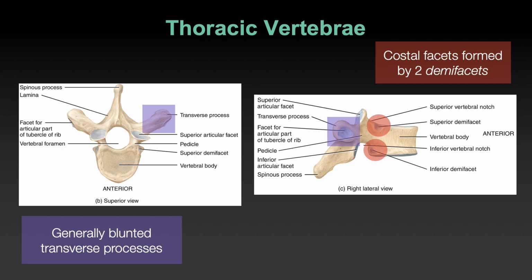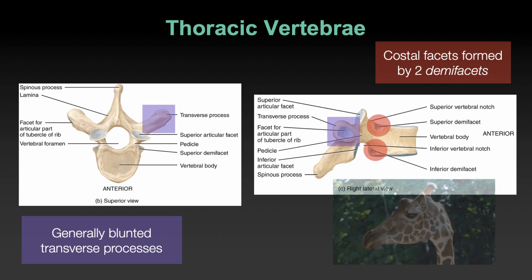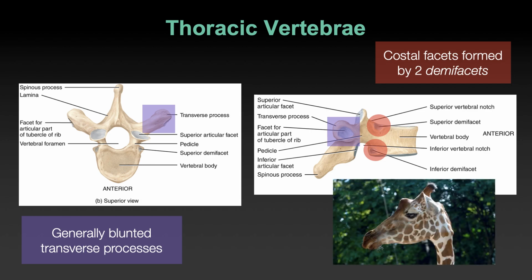Once I tell you, you can't go back. It's so obvious. If you don't think that this looks like a giraffe, you're crazy. Thoracic vertebrae, giraffe heads. That's how you identify a thoracic vertebrae. Forget the blunted transverse processes. Forget the costal facets. If it looks like a giraffe's head, it's a thoracic vertebrae.